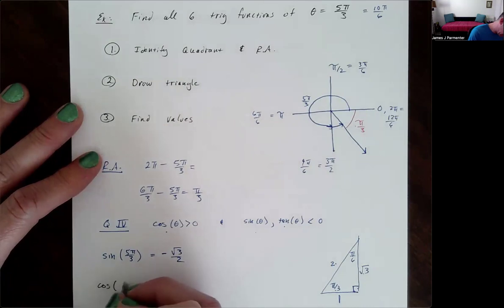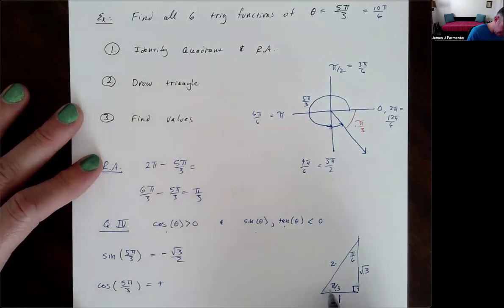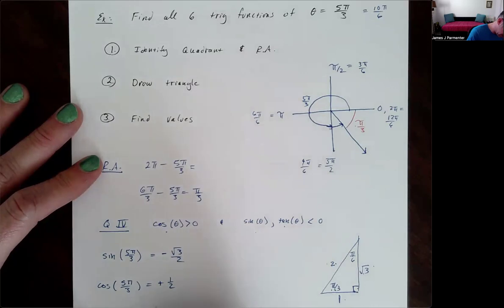Cosine of 5 pi over 3, well, I know it's going to be positive. And tangent of 5 pi over 3, I know it's going to be negative. Cosine of pi over 3 is 1/2, so cosine of 5 pi over 3 is positive 1/2. Tangent of pi over 3 is root 3 over 1, so tangent of 5 pi over 3 is going to be negative root 3 over 1.